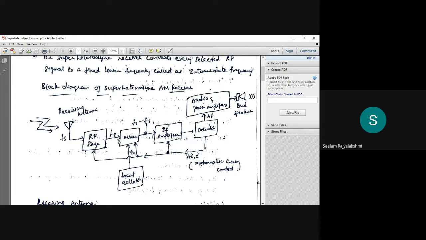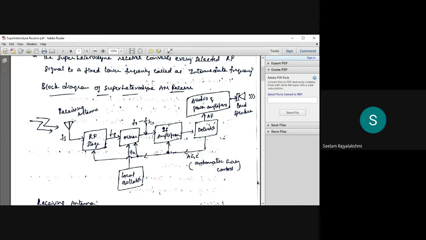That means here we have the mixer. It receives Fs and F naught, one from the radio frequency amplifier and another from the local oscillator, which satisfies the condition that F naught is always greater than Fs.